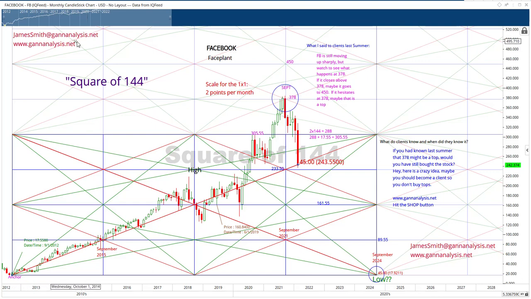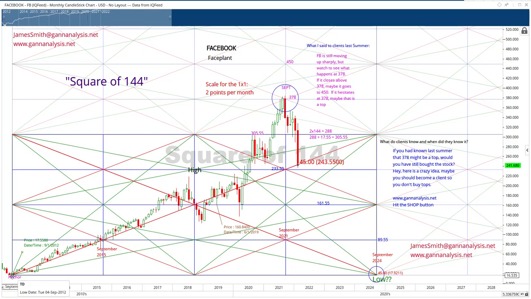James Smith at GannAnalysis.net. Today we're talking about the square of 144 as it applies to Facebook, or what I call faceplant. So if you start here, the anchor is 17.55 in September 2012. That's the low from which we start the square of 144.